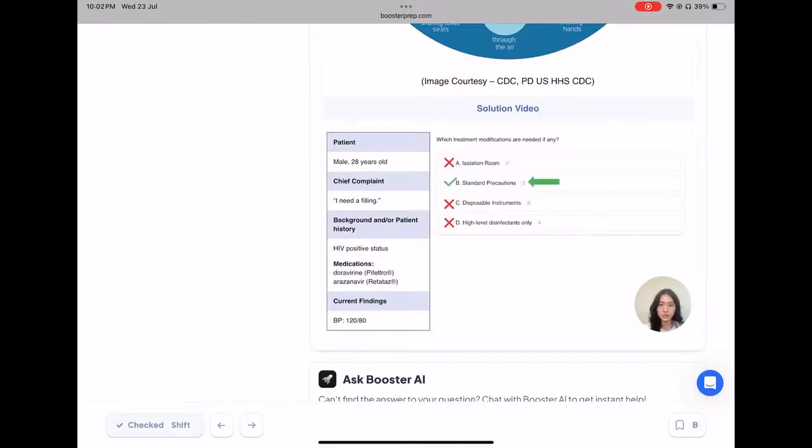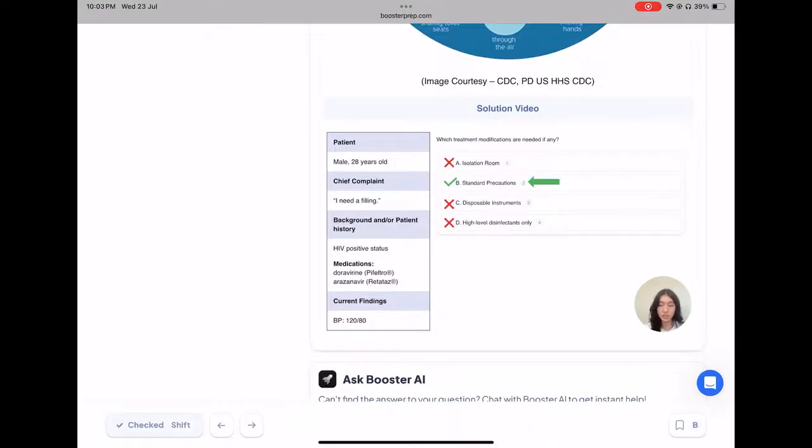This leaves us with option B as our correct answer, as we don't need any treatment modifications for this patient. Instead, we just need to follow standard precautions. And what this entails is following the proper IPAC procedures. We also discussed before that we need to sterilize all critical and semi-critical items, and disinfectants can only be used for non-critical items.